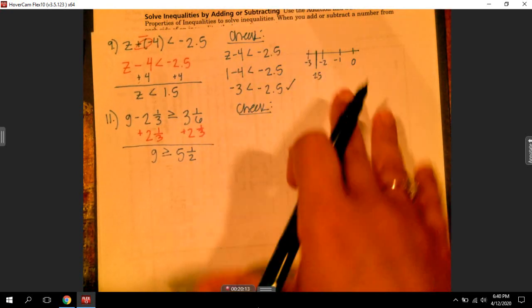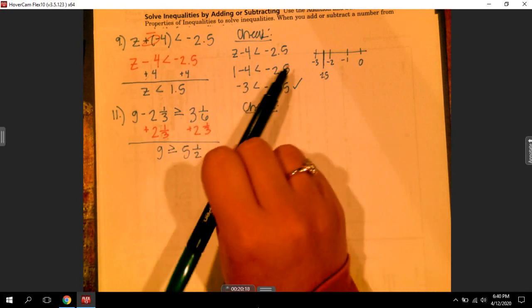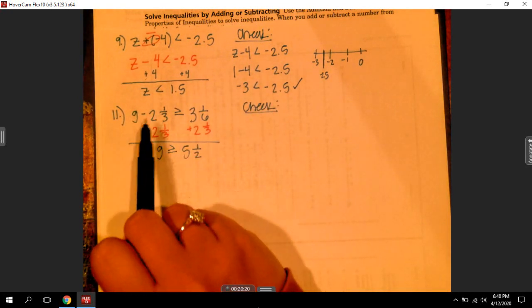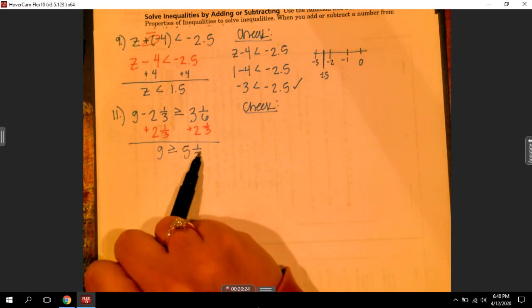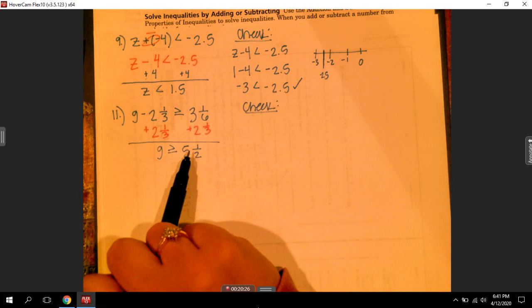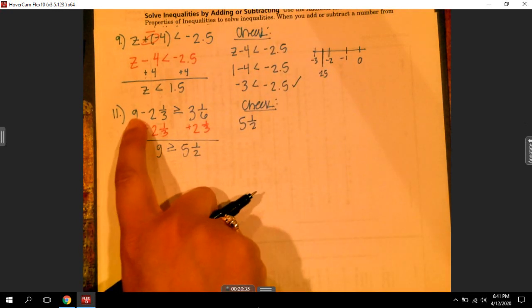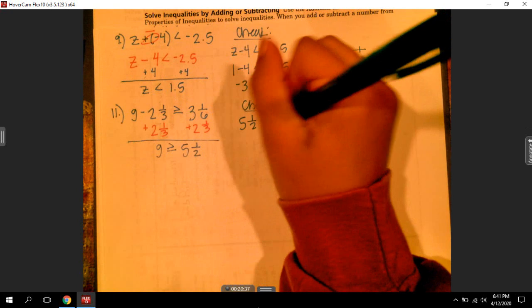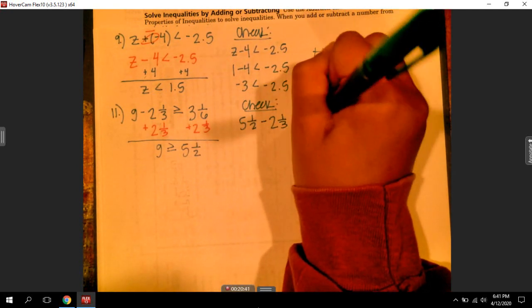All right, so let's check this. So is it okay if I go ahead and just plug my numbers in for g instead of rewriting this? Because I know y'all are probably doing the same thing. So I've got g. We said that g has to be greater than or equal to 5 1/2. So we could choose 5 1/2 since it can be greater than or equal to. So let's just do it. Let's see what it gives me. So g, 5 1/2 minus 2 1/3 is greater than or equal to 3 1/6.